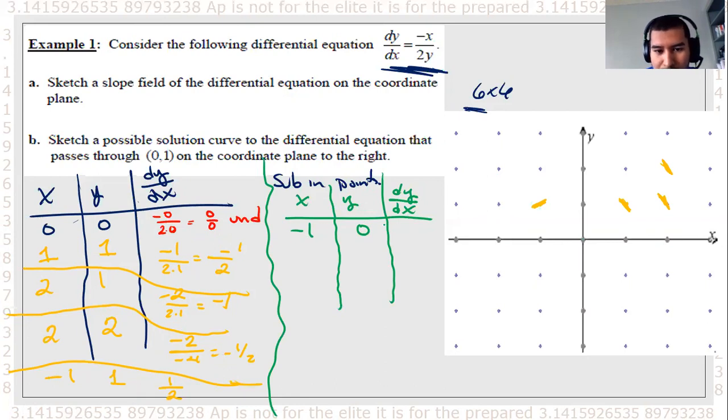Hopefully you're seeing this pattern as well. When y equals 0, I'm always going to have undefined because I am dividing by 0. So whenever y equals 0, guys, this right here should be blank. So nothing should be on this line right here.